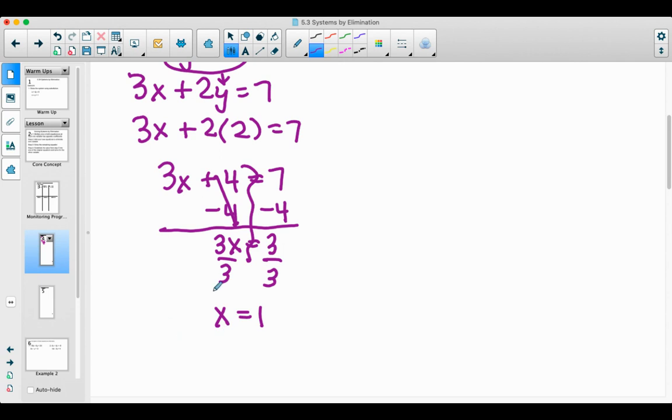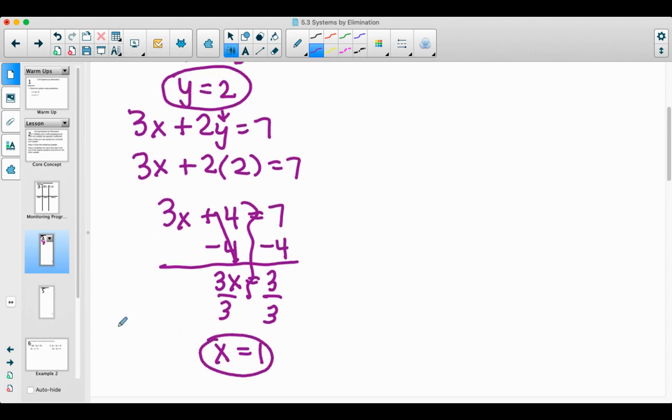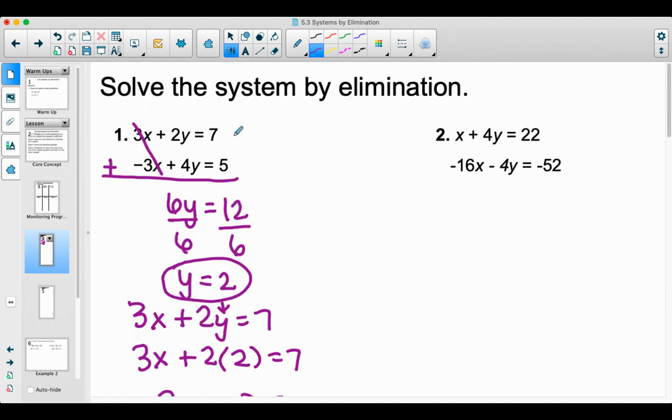And so now I know that x is 1 and y is 2, which means this graph, if we were to graph them, they are going to intersect at the point 1, 2. And if you were to go to Desmos and type these equations in, you would get an intersection of 1, 2. So this particular one, it just eliminates right away. There's nothing else we have to do.